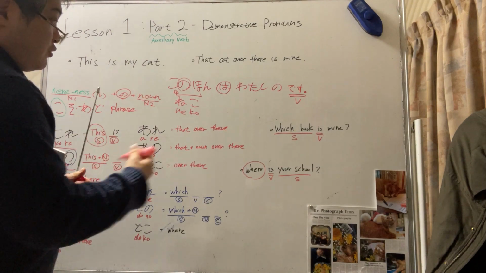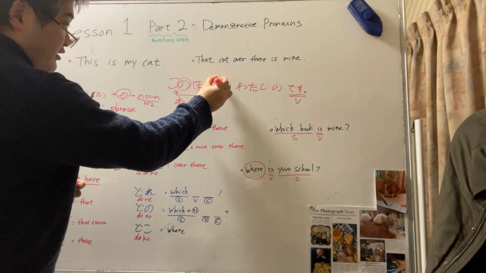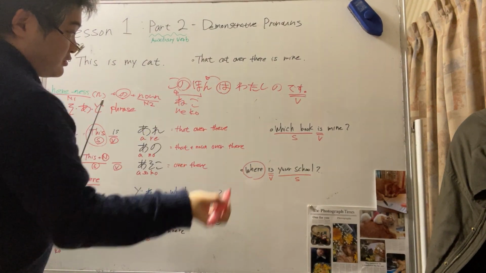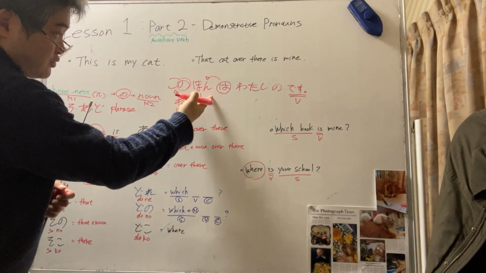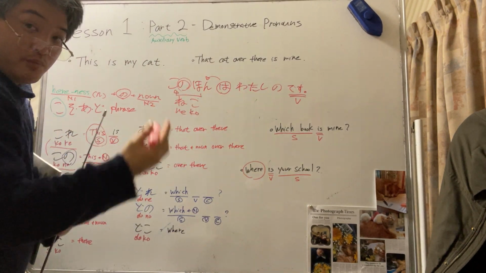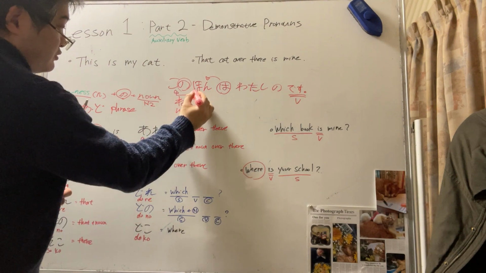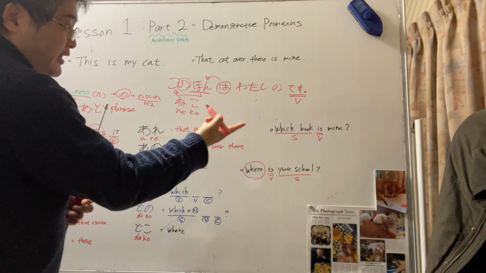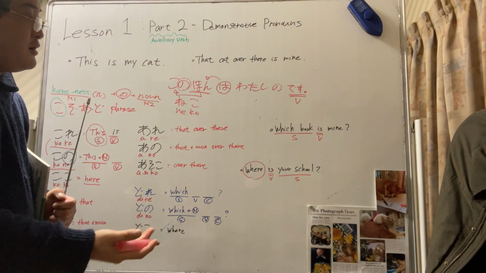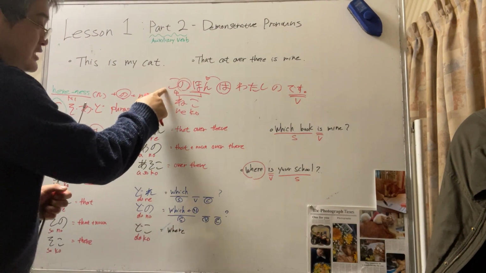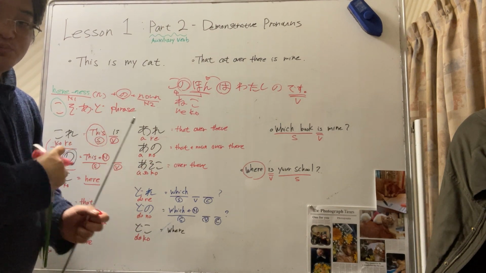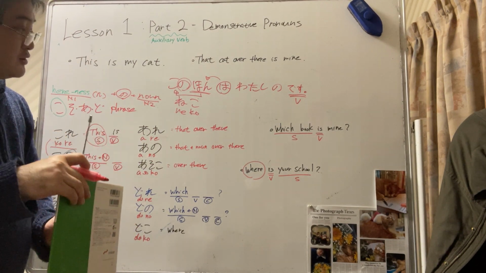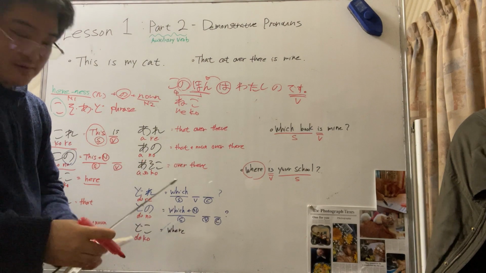And now この本, as I said earlier in the video, whatever is closest to the subject topic marker is a noun. So this is the essential noun. The book is mine is what it says. But what kind of book? Well, this kind of book. This book that is closest to the speaker, which is myself.